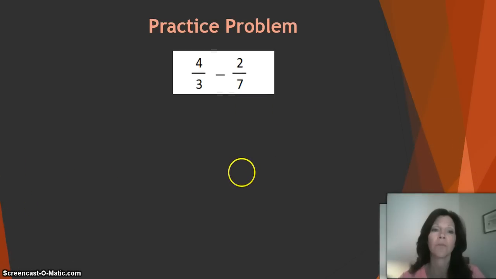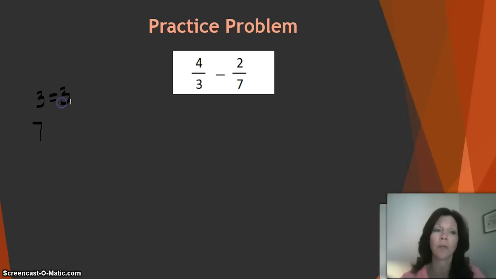All right, 4/3 minus 2/7. Remember, the first thing you have to do is fix your denominators. Take a minute, pause the video, do that, and when you're ready, continue. All right, let's look and see how you did. Here are your denominators, 3 and 7. Let's find your common multiples. All you have to do again is skip count.